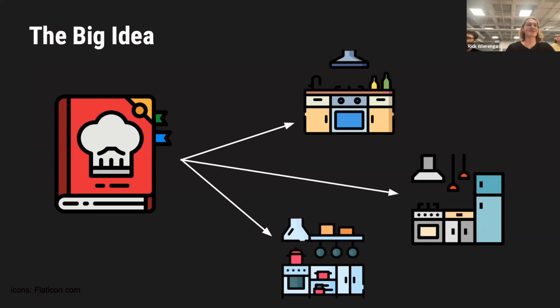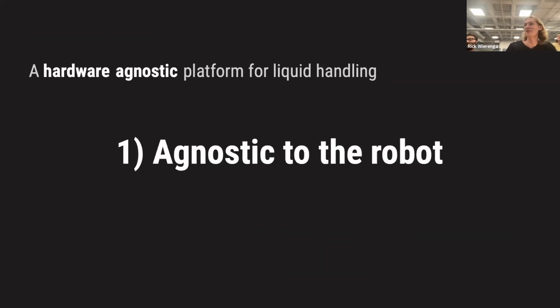The big idea here is that cookbooks only work because they are agnostic to the kitchen you run a recipe on. If a recipe were just tied to a particular kitchen, this would not work. And that is the case in biology or lab automation protocols today to a large extent. And we hope to have addressed this. So how are we agnostic to the robot?